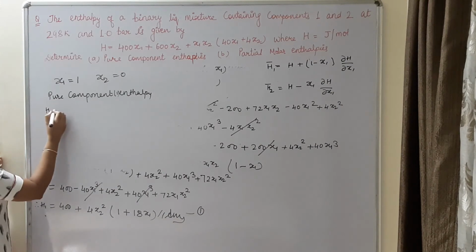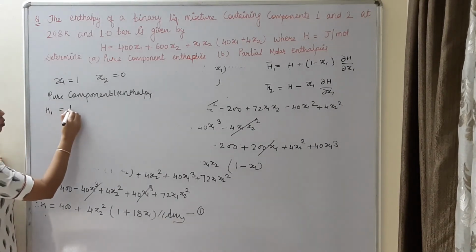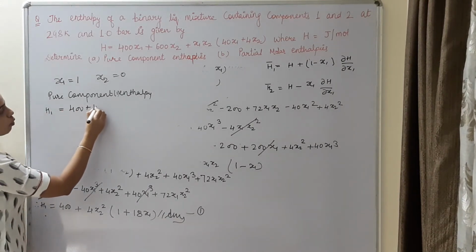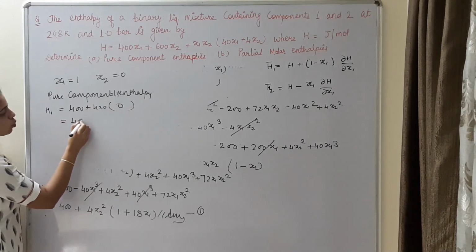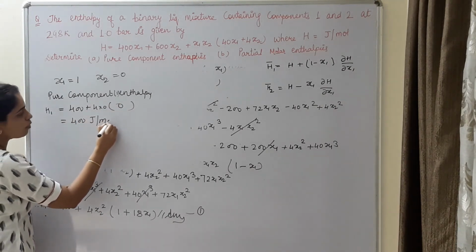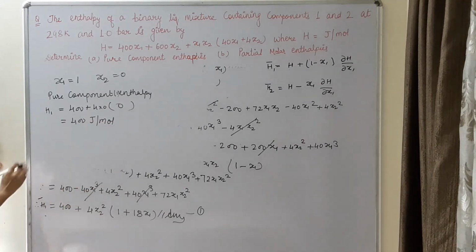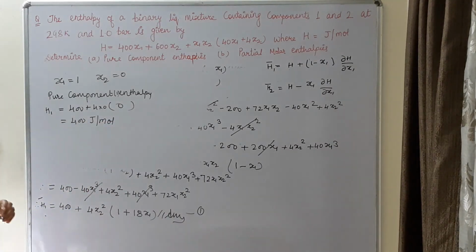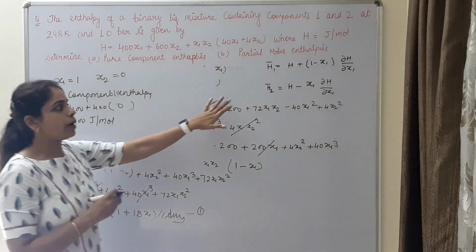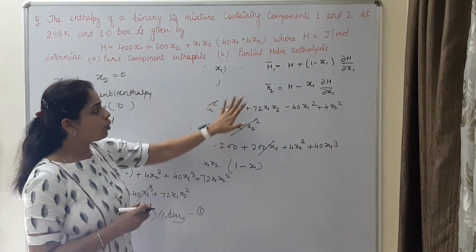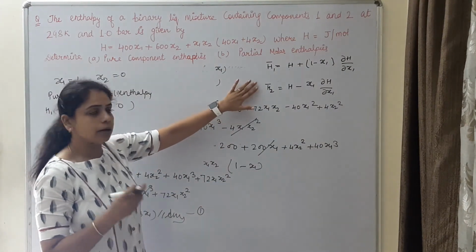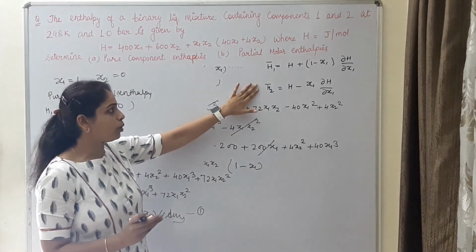So H1 is equal to 400 plus 4 into 0. So the rest of the terms are 0. So 400 joule per mole. So the enthalpy of pure component 1 is 400 joule per mole. Similarly, you can find the partial molar property relation, something like that. And in the same way, you can find the relation for the partial molar enthalpy of component 2.